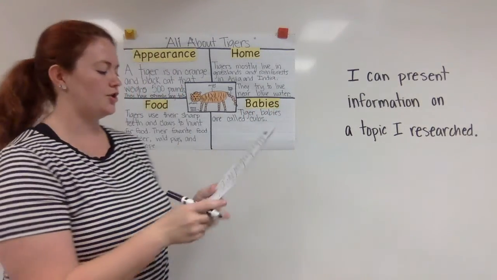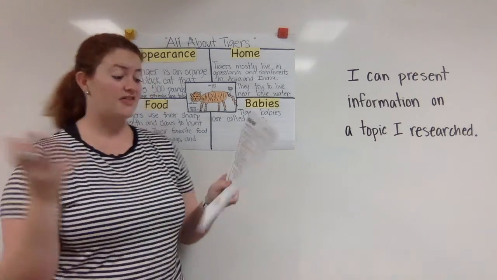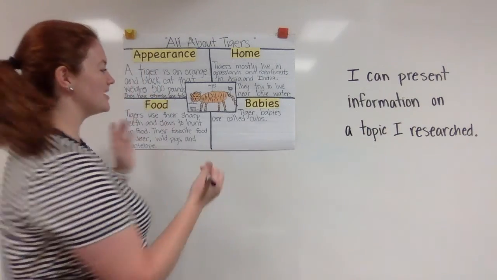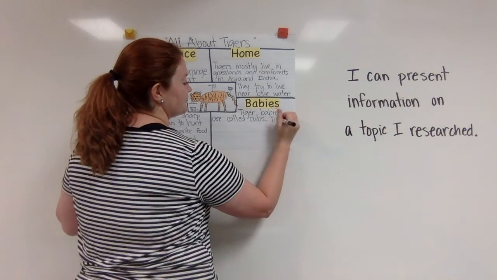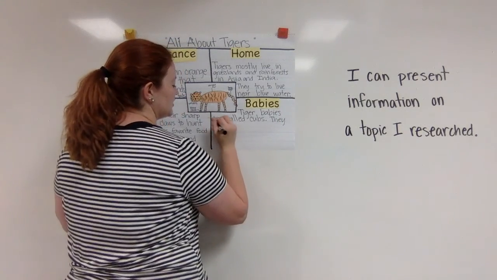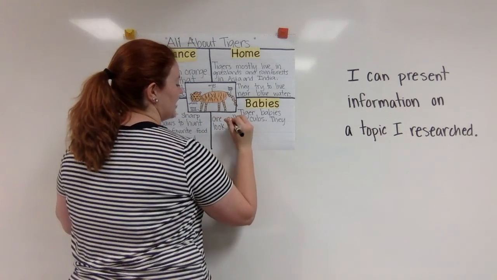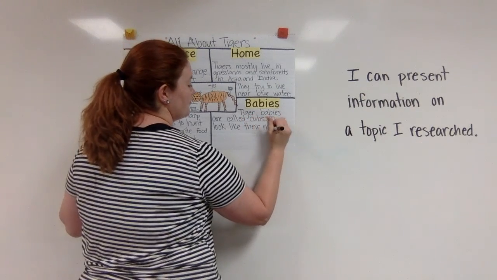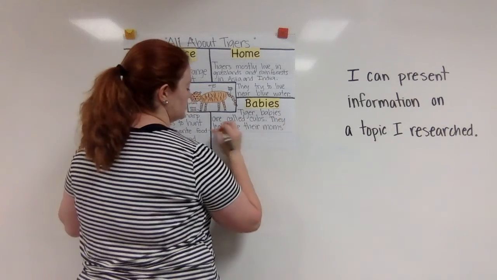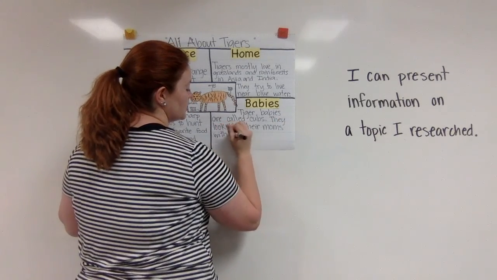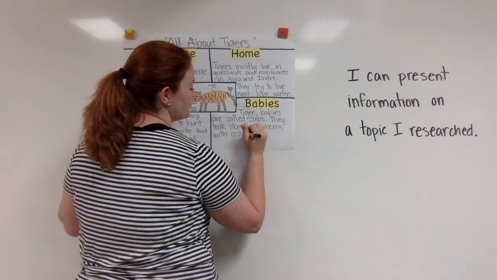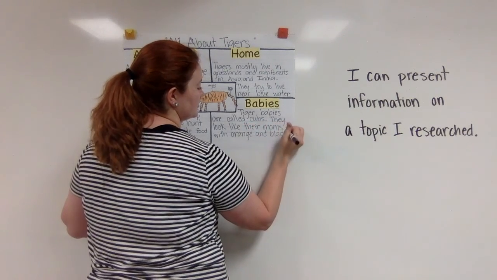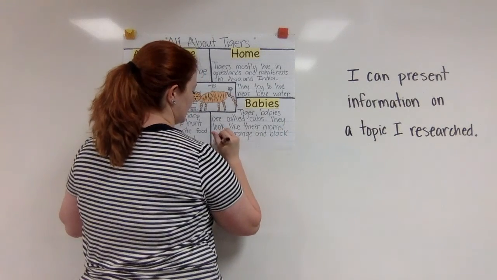What else should I include? I could definitely say that they look just like their mom. They're small with orange and black stripes. Okay, I'm going to say they look like their moms with orange and black stripes.